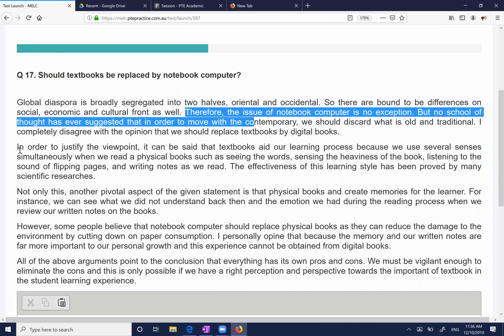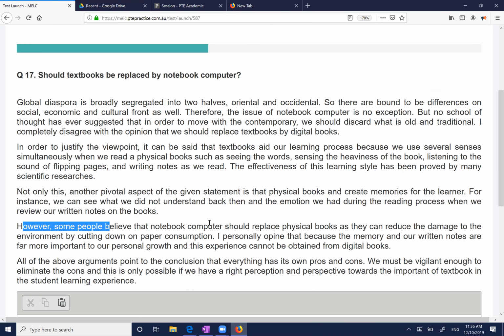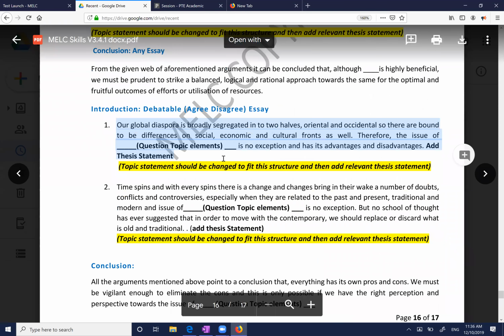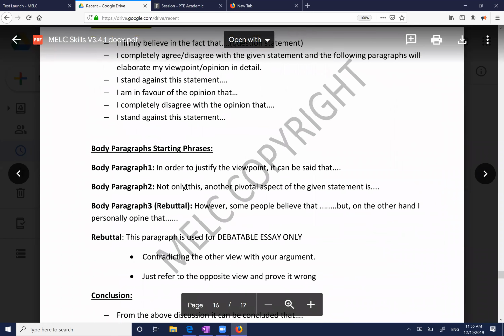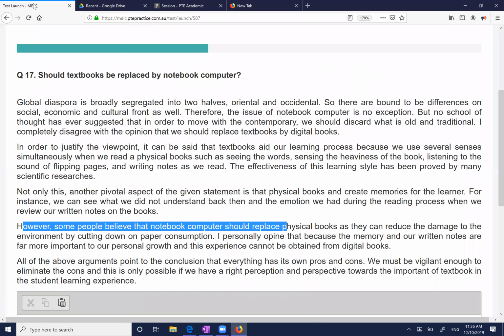Now, in order to justify the viewpoint, it can be said that not only this, another pivotal aspect of the given statement. However, some people believe that notebook computers should replace. These are all from the skills file, body paragraph sentences. Yes or no? Yeah. Body paragraph 1, body paragraph 2, body paragraph 3. Lines have been taken, introduction and conclusion have been taken. So under 250 words, 230 words are picked from the templates or structures.